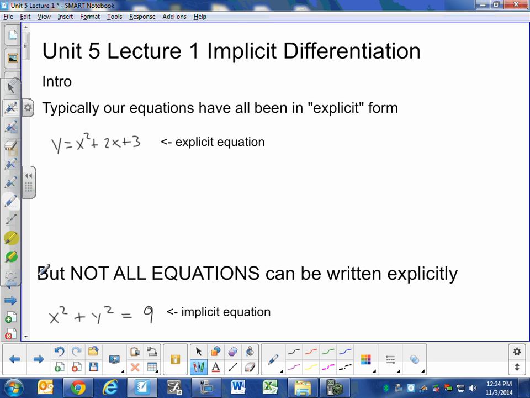I mean, you can have multiple equations to express this explicitly. You know, y equals plus or minus square root of 9 minus x squared. But it's easier to just write it down there. So this first lesson, we're going to take derivatives of something like this. It's an implicit equation. We'll be differentiating it. Implicit differentiation.